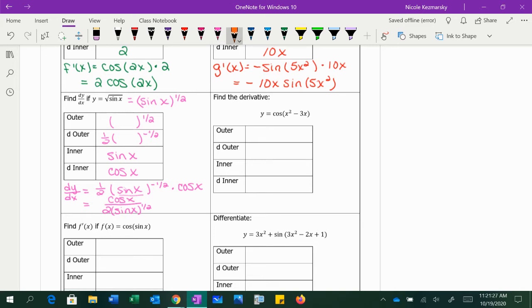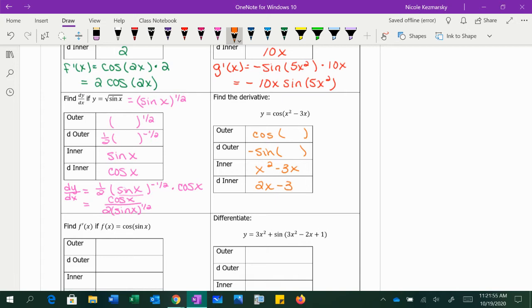For the next one, we're back to cosine of some stuff in parentheses. So cosine of parentheses is going to be the outer. The inner is going to be the x squared minus 3x. The derivative of cosine is negative sine of parentheses. And the derivative of the inner is going to be 2x minus 3.